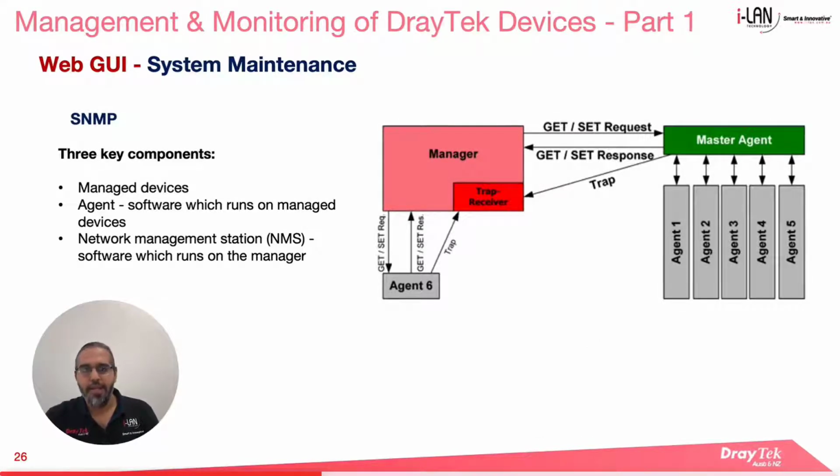This diagram illustrates the principle of SNMP communication. The agent, which will be the DrayTek router, will send traps to the SNMP management station whenever an event occurs. We also have GET and SET requests.